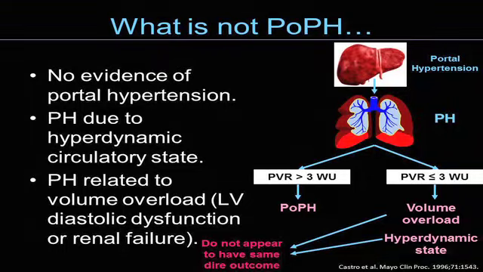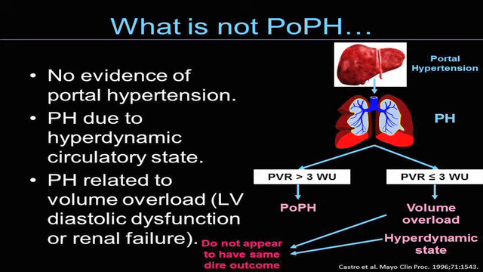So before we start going deeper into porto-pulmonary hypertension, I want to describe what is not porto-pulmonary hypertension. If you have no evidence of portal hypertension, so part of the right heart catheterization, you go to the suprahepatic veins and you measure the free hepatic pressure, and then you occlude that and you measure what would be the extrapolation of the portal pressure. So if you have no portal hypertension, then you do not have porto-pulmonary hypertension.